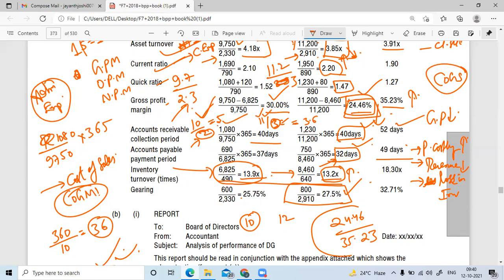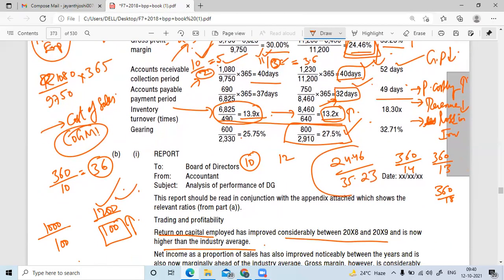Here, let us take 360 by 14, 360 by 13, 360 by 18. Can you tell me in terms of days, what are you getting here? 360 by 14 is how much? 25.7, sir. So it takes 25.7 days. Here, 27.69. So it is taking more days for them to convert inventory into cash now, but okay. But it is better than industry average.